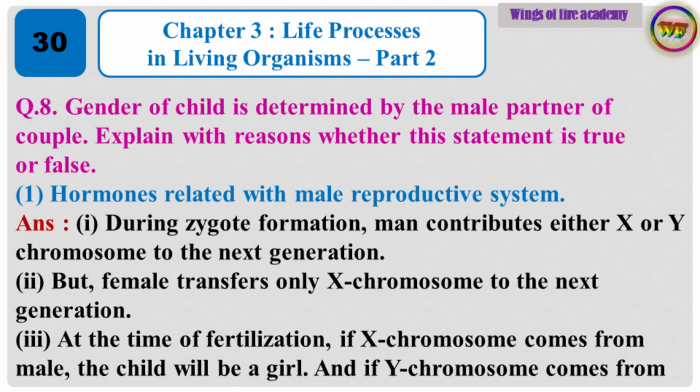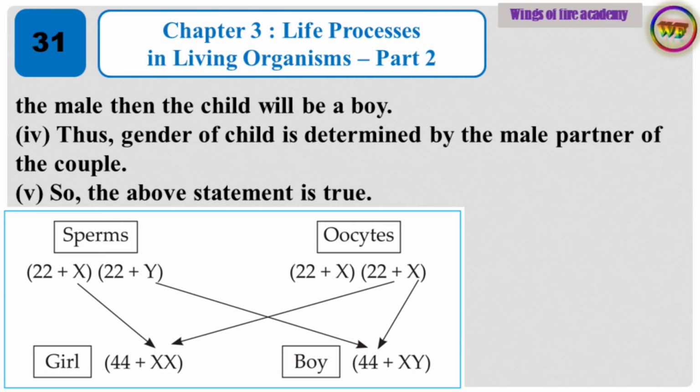Point 3. At the time of fertilization, if X chromosome comes from male, the child will be a girl. And if Y chromosome comes from the male, then the child will be a boy. Point 4. Thus, gender of child is determined by the male partner of the couple. Point 5. So, the above statement is true. Diagram is given directly.